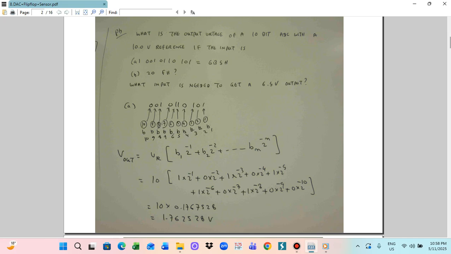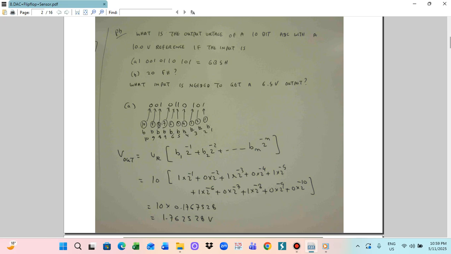Using the calculator, this gives us 10 multiplied by 0.1767528, so that gives us 1.767528 volts. This is how we can calculate the output. The binary input is 1011011010.